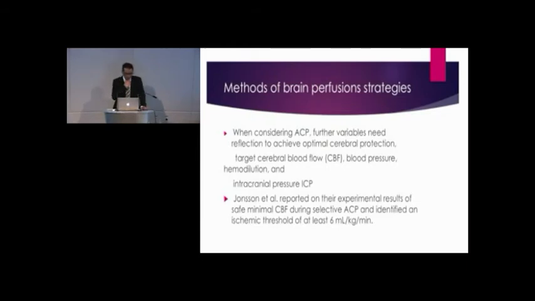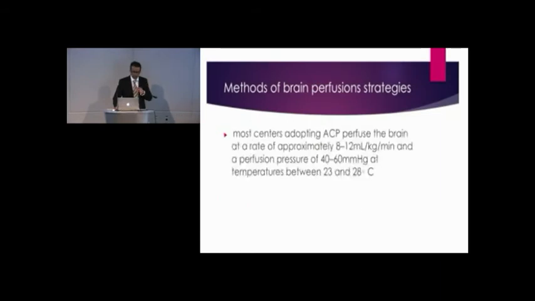The first study I'm going to show here, Jason, reported their experimental result. They found that the minimal flow for antegrade cerebral perfusion is 6 ml per kg per minute, and this is the minimal safest flow. But most centers now, after a lot of study, adopt a flow between 8 to 12 ml per kg per minute, with a perfusion pressure of 40 to 60, and a temperature between deep, like 23, or moderate, 28.